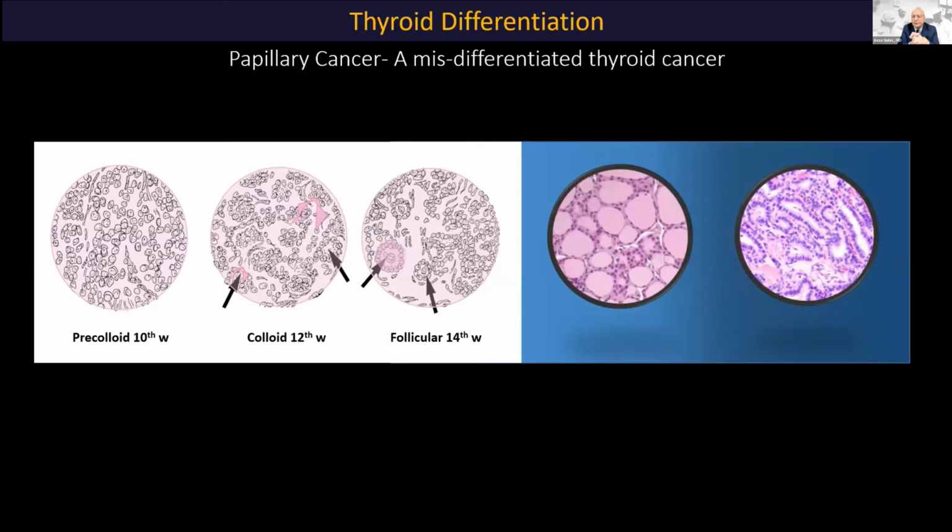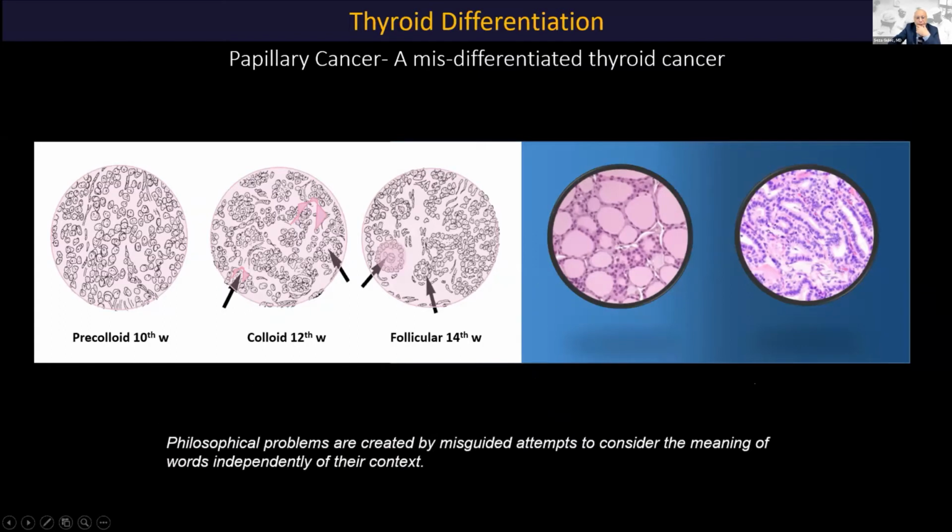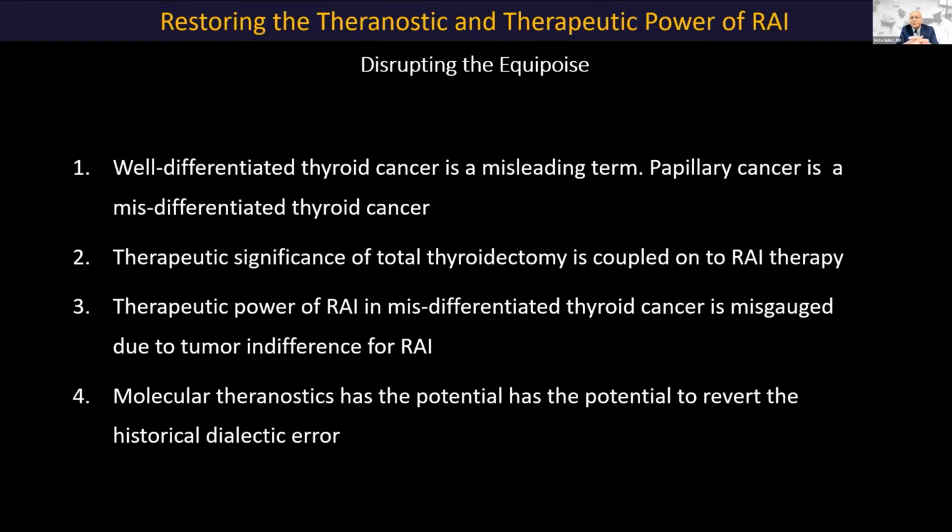It is differentiated, obviously, to a papillary morphology, but functionally, how much of the original function did it preserve? Again, most papillary cancers may not qualify as well-differentiated thyroid cancers. Philosophical problems are created by misguided attempts to consider the meaning of words independently of their context. So everything should be considered in its own context. It's, I think, a little more than semantics, and I'm going to open this to discussion and debate at the end of my presentation. How do we disrupt the equipoise?